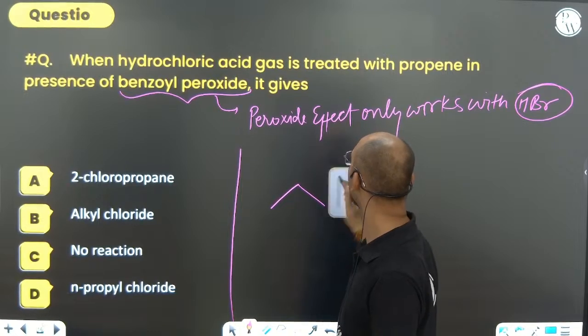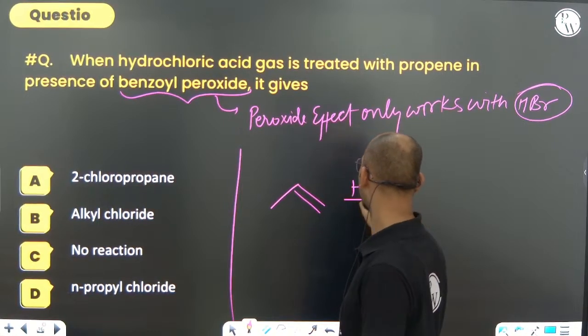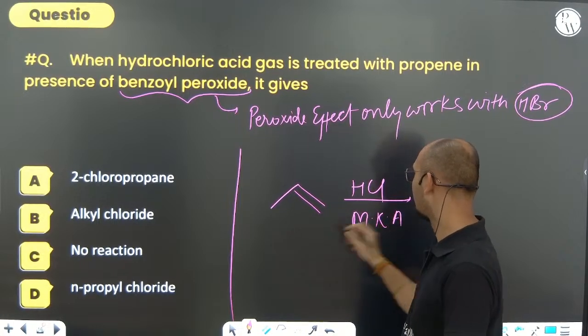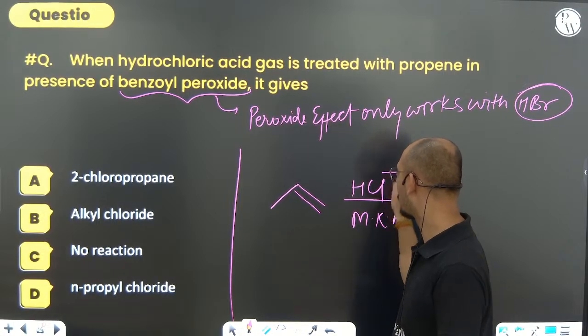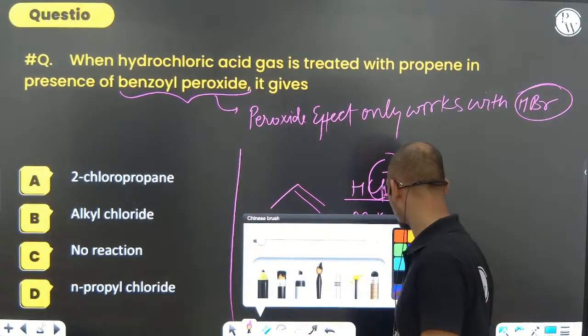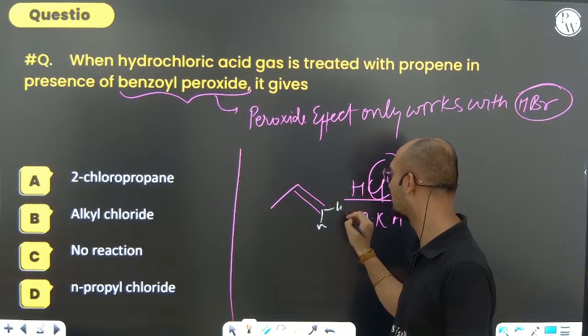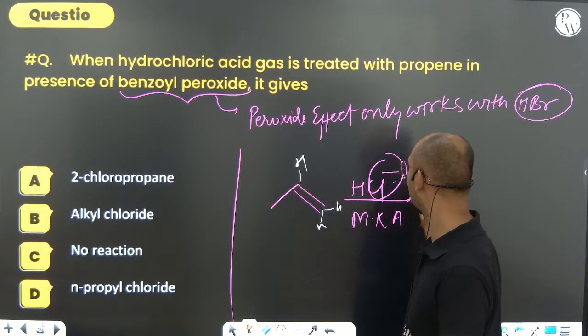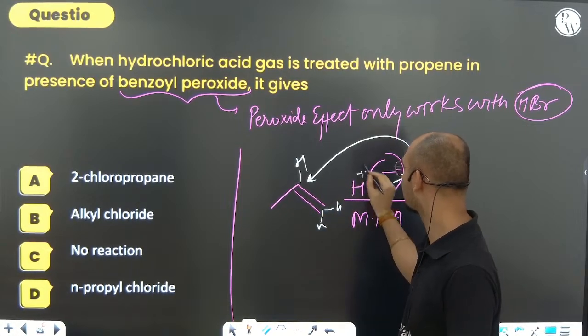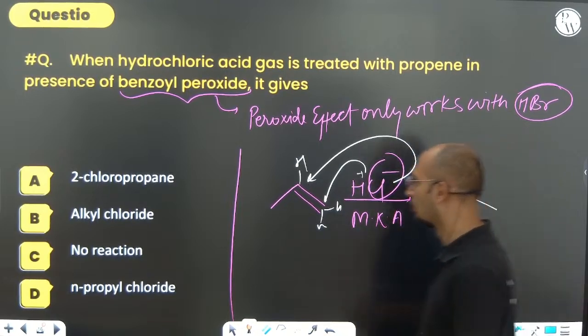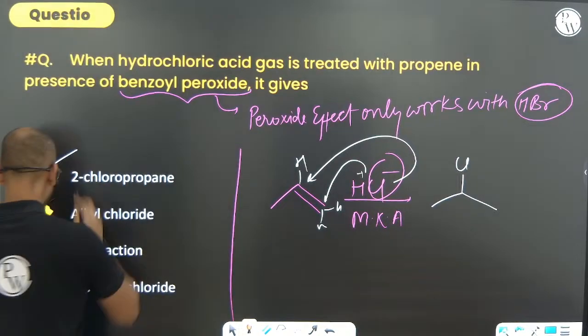So directly, propene treated with HCl, what will you do here? Just do Markovnikov addition. Means you have to put the negative part of the addendum on that carbon where the number of hydrogens is less. Here the number of hydrogens is 2, here it is 1. So Cl minus will go here while H plus will come here, and it will look like this. So it will be 2-chloropropane. Option A is the correct option.